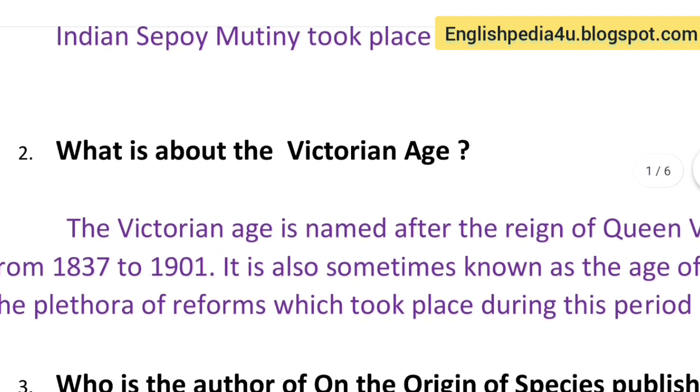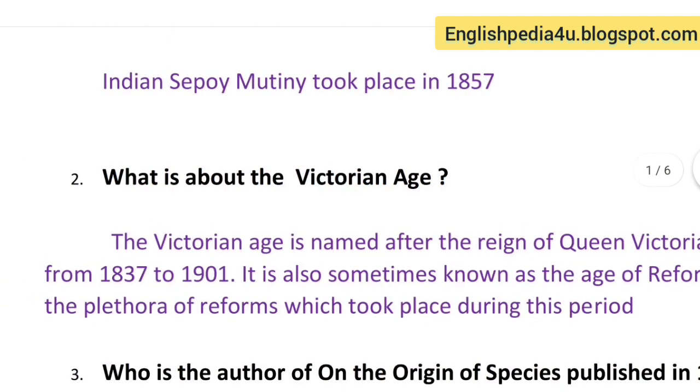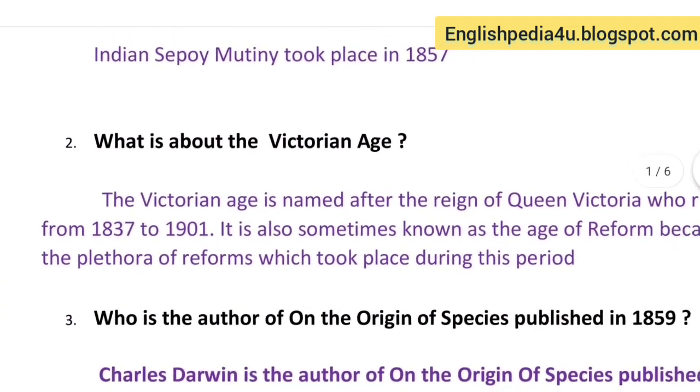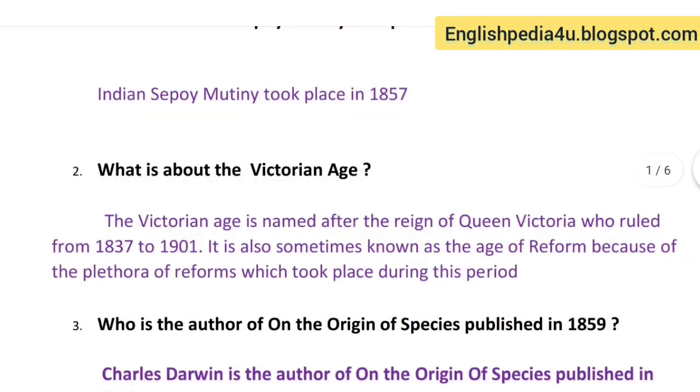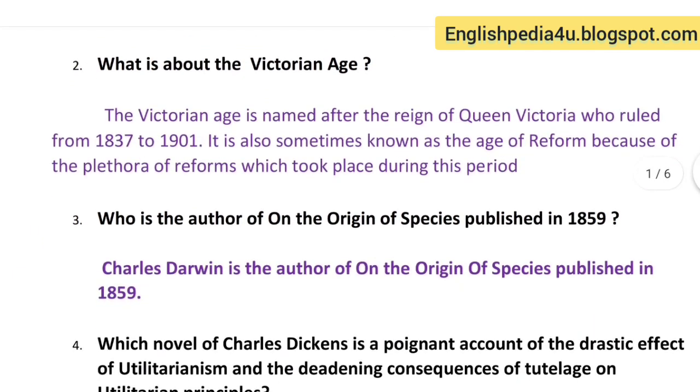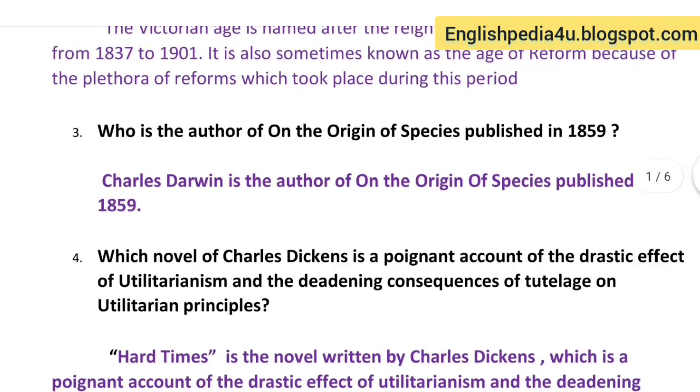Next question, what is the Victorian age? The Victorian age is named after the reign of Queen Victoria, who ruled from 1837 to 1901. It is also sometimes known as the age of reform because of the plethora of reforms which took place during this period.